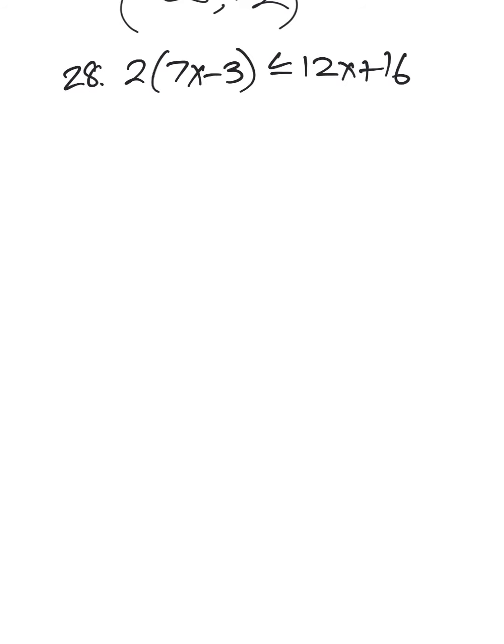Let's go with number 20. Whoops. Let's do 28. 28 is 2 times 7x minus 3, less than or equal to 12x plus 16. All right, everybody solve that, please. I'm going to go ahead and solve this as you're finishing up, and then you can check to see if you did it right.